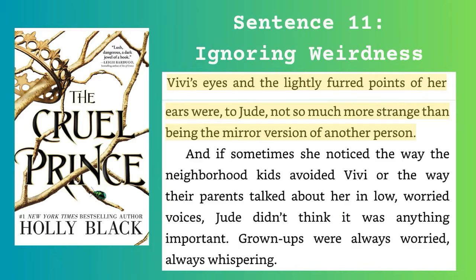We're going to get another very strange detail that's going to make us wonder even more about Vivi, pulling us into the story further. Vivi's eyes and the lightly furred points of her ears were, to Jude, not so much more strange than being the mirror version of another person. So this is a moment for the reader to be like, twins is fairly common. We've all met a twin. But have we ever met a girl with furry points to her ears? I have not.